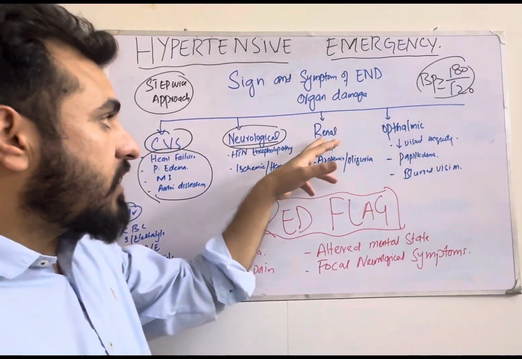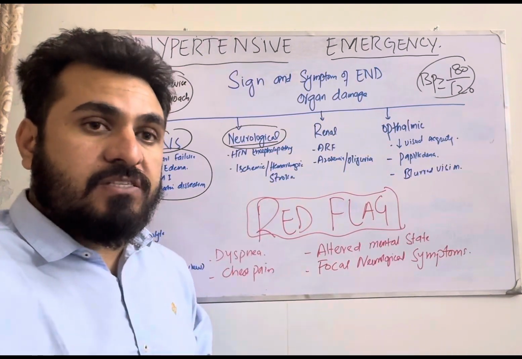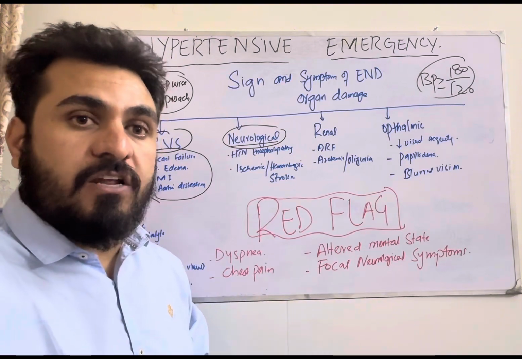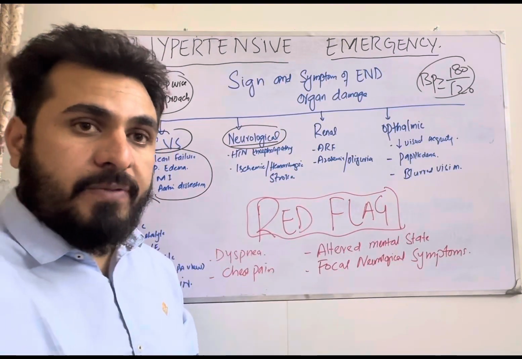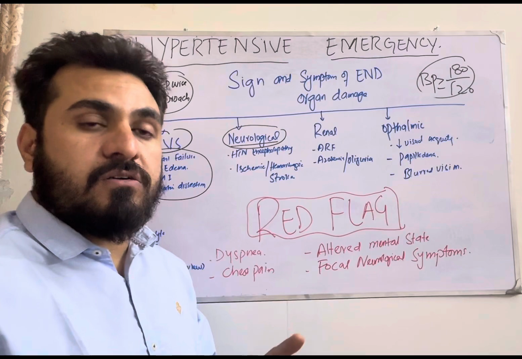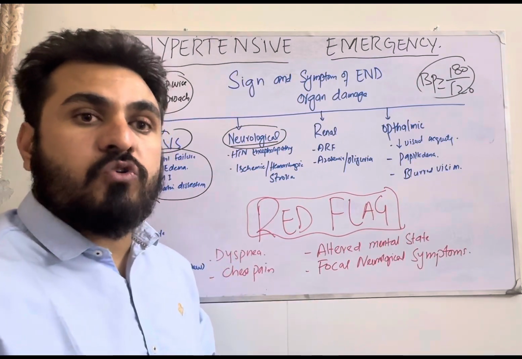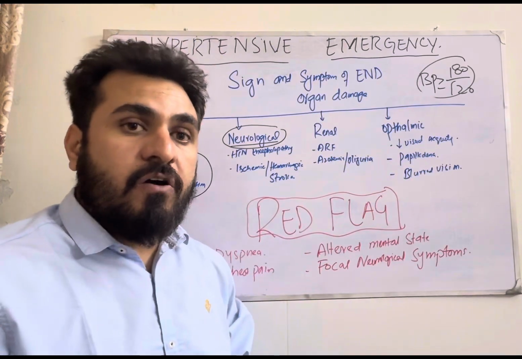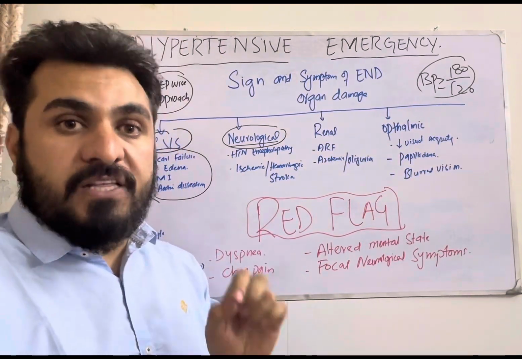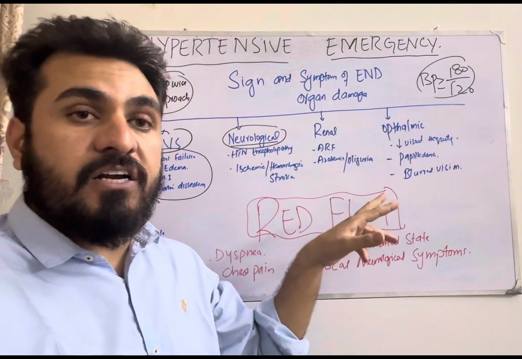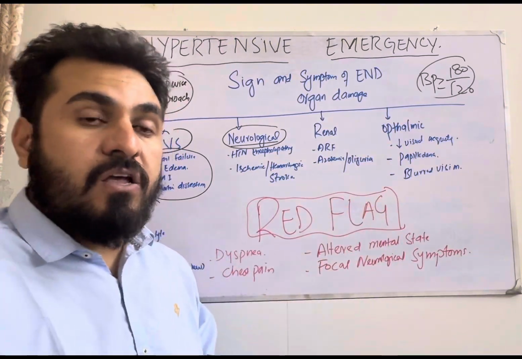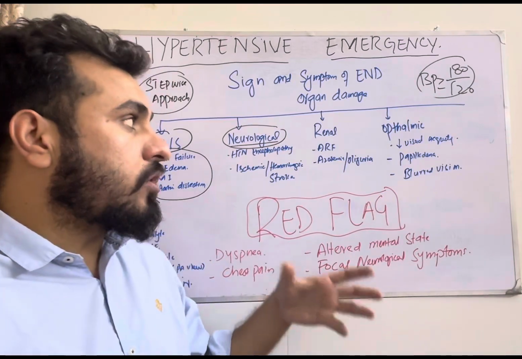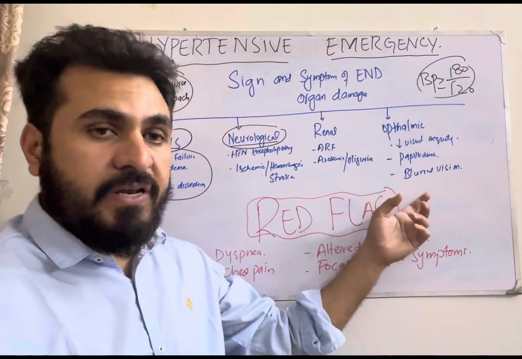We can also look at the renal system. Does the patient with hypertensive emergency have no urine output, acute renal failure, or azotemia? Azotemia is when the patient has deranged renal function with no signs and symptoms. The fourth thing we look for is the ophthalmic examination. Whenever the patient presents with a hypertensive emergency, you always look for end organ damage by doing an ophthalmological examination. If the patient complains of blurred vision or vision loss, you can do ophthalmoscopy to check for papilledema.